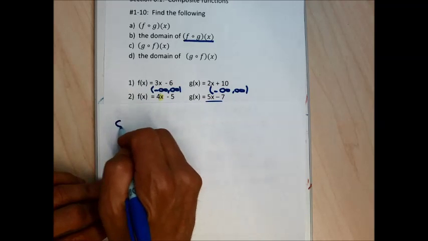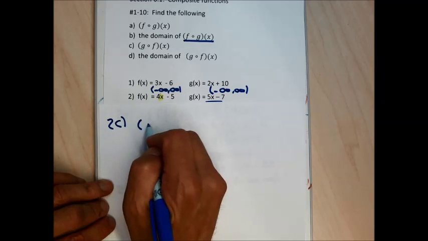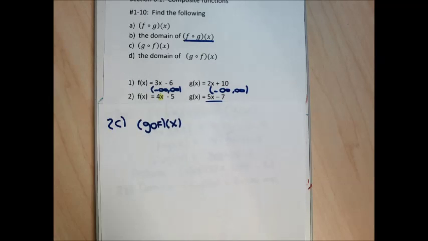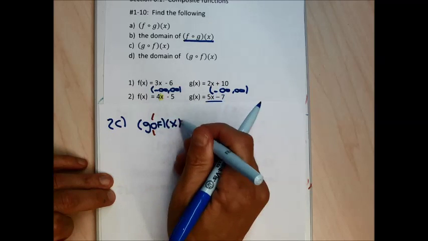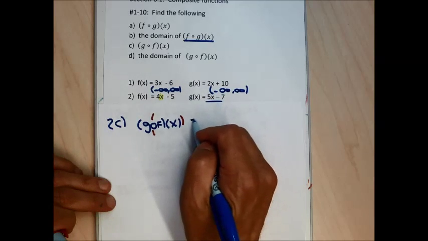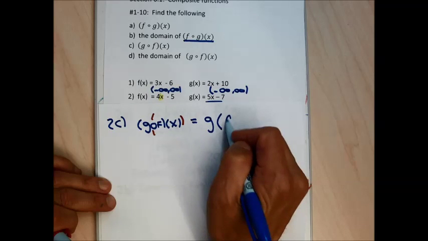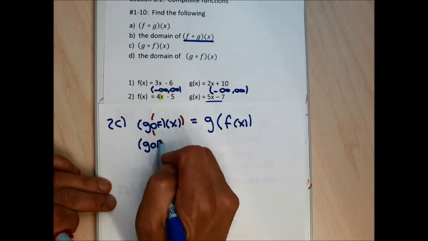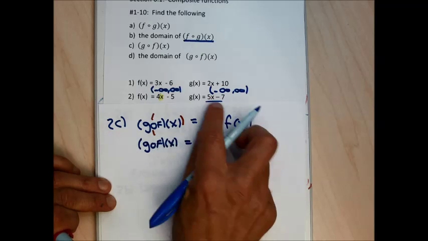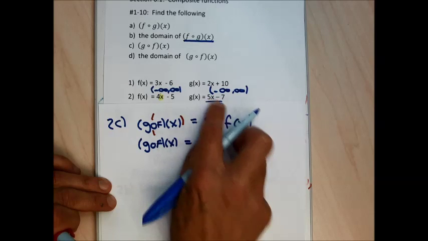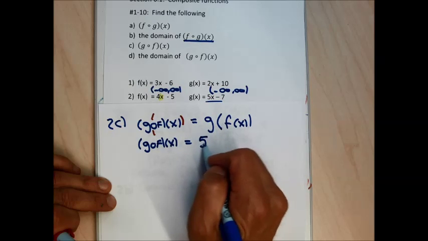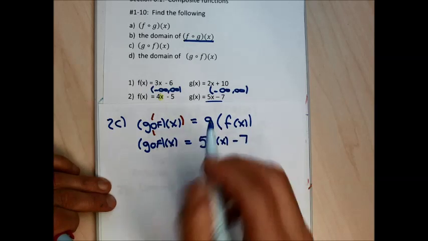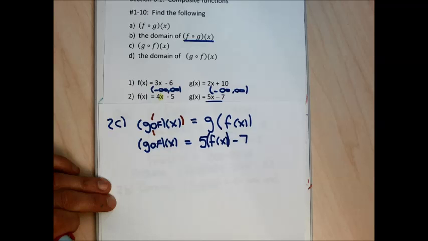Part C of number 2 wants me to find g composed with f of x. Again, I can replace the composition with a couple of parentheses. This is the same as asking me to find g of f of x. To find g of f of x, I go to the g function and change the x in the g function to f of x. So this is going to be 5 times f of x minus 7. I could put that f of x in parentheses, which would be nice.